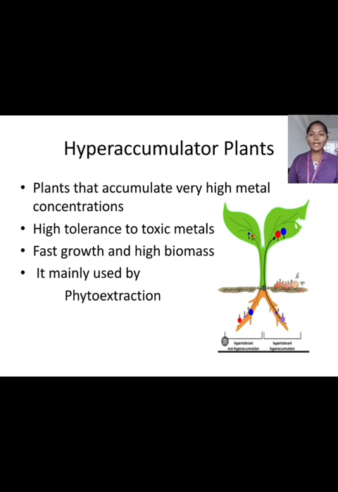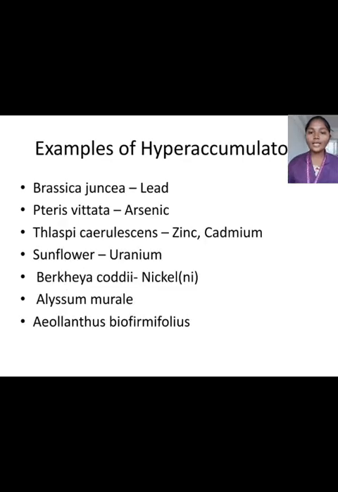Hyperaccumulator plants. Plants that accumulate exponentially high levels of heavy metals, with high tolerance to toxic metals, fast growth and high biomass. They are mainly used in phytoextraction. Examples of hyperaccumulator plants: Brassica juncea for lead, Pteris vittata for arsenic, Thlaspi caerulescens for zinc and cadmium, sunflower for uranium, Berkheya coddii for nickel, Alyssum murale, and Elodea.